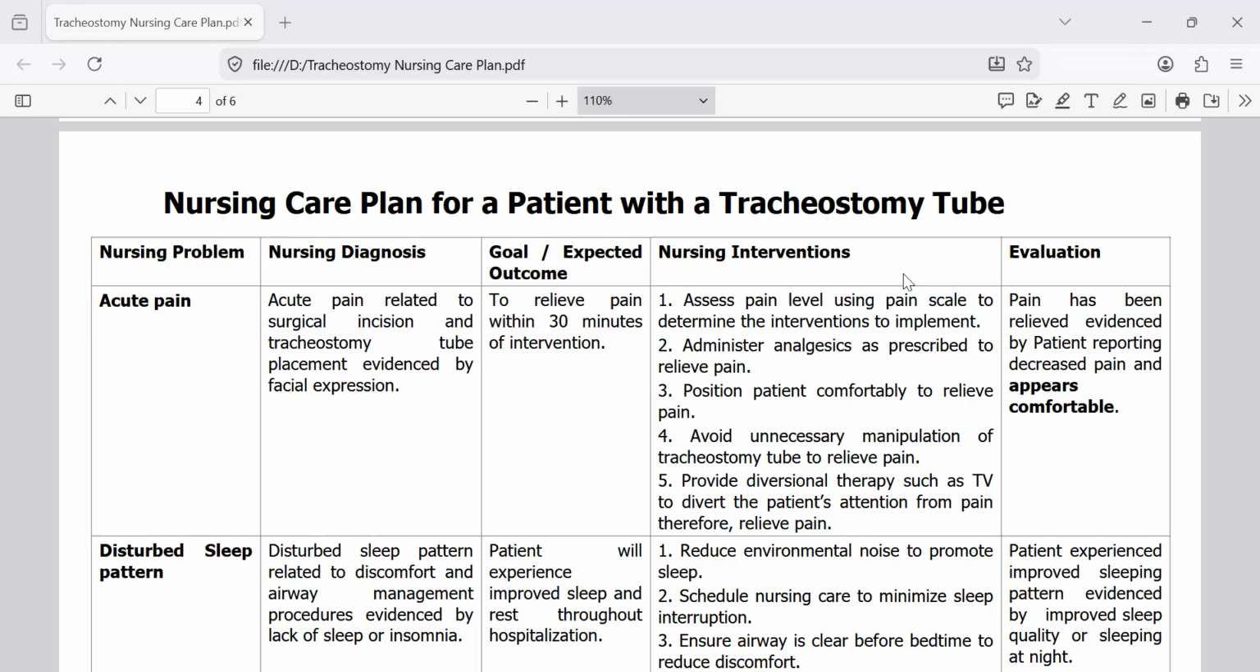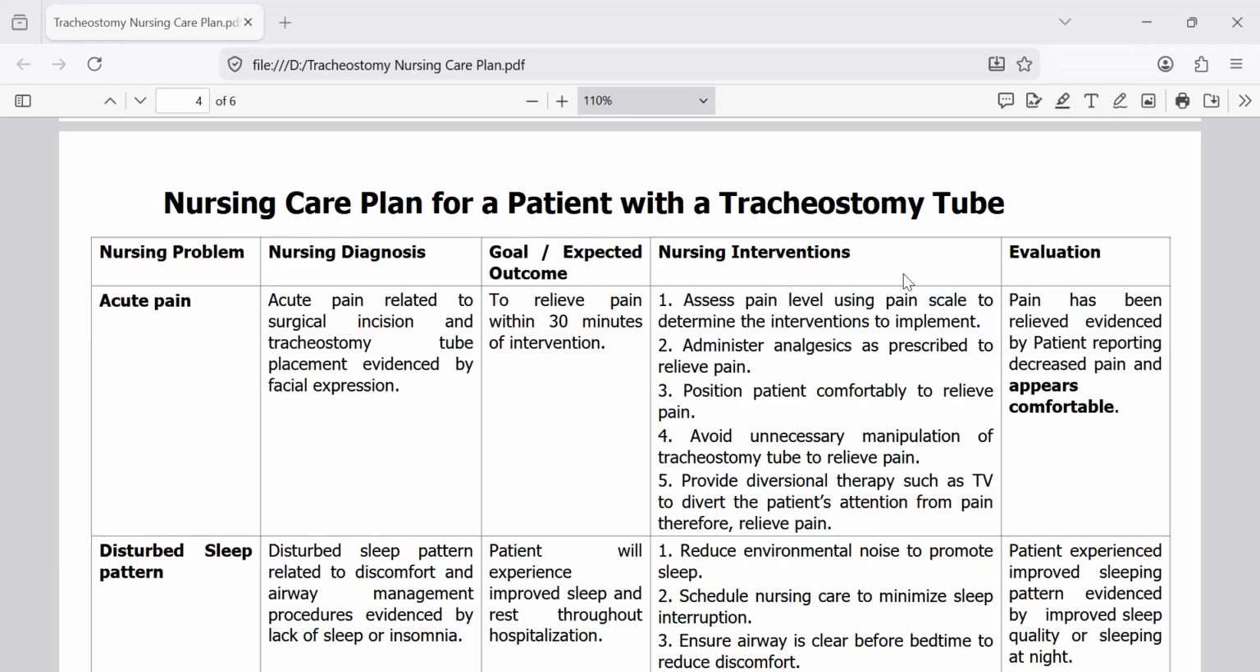Number 3, I will position the patient in a comfortable position to relieve pain. When you're writing this point, you can say, I will ensure that the patient assumes a position in which they are comfortable and is not applying pressure on the surgical incision. Because if the position is causing some form of pressure, it will cause pain. So if you put the patient in a comfortable position which is not applying pressure on the surgical incision, it will help to relieve pain.